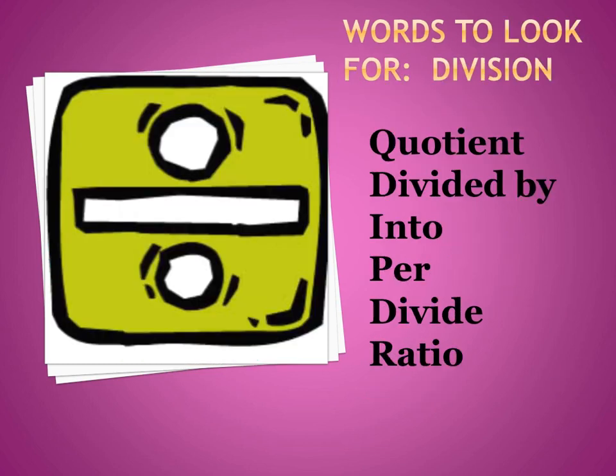And then the last one to look at is division. When you use division, the term quotient is the answer when you divide two things. You could have divided by, into, per, divide, and ratio. Any of these words would tell you that you want to use division when looking at the expressions that you are translating.